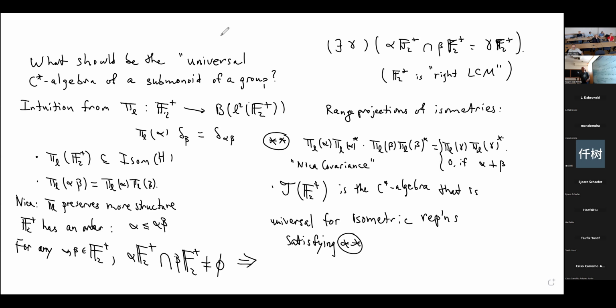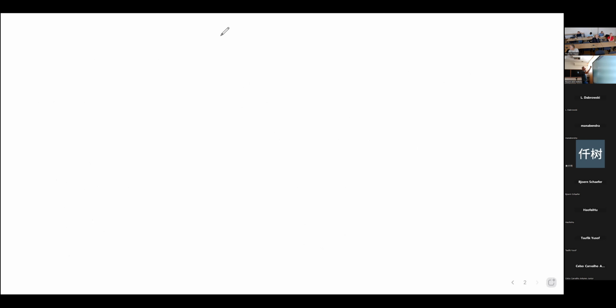So as Piotr mentioned, this free monoid has an even stronger property than right LCM. It actually has the property that if the intersection of two principal right ideals is not empty, then in fact one of them is actually contained in the other. So I'd like to talk about another example where that doesn't necessarily happen. So these are the Baumslag-Solitar monoids. This is a new example.